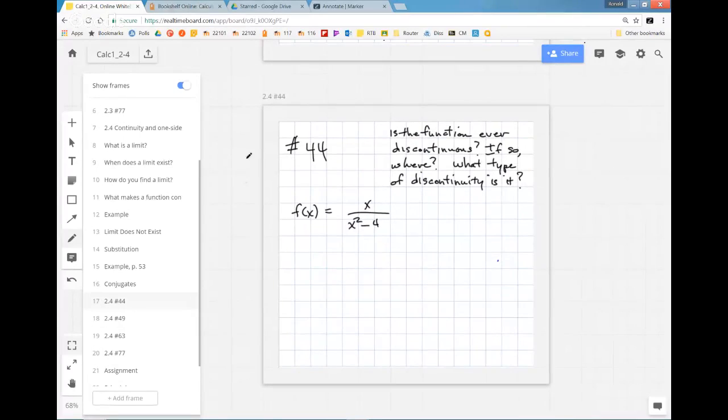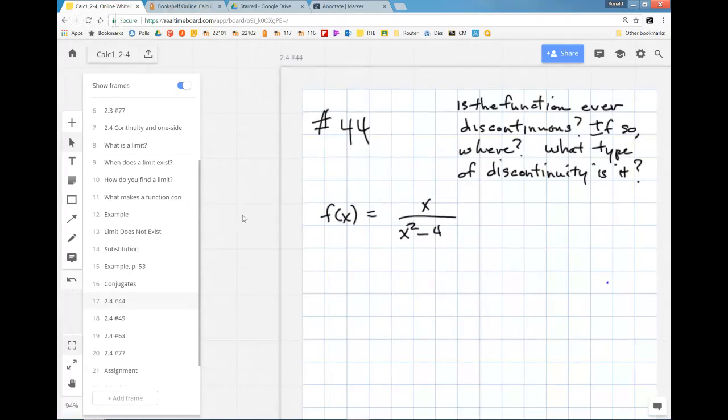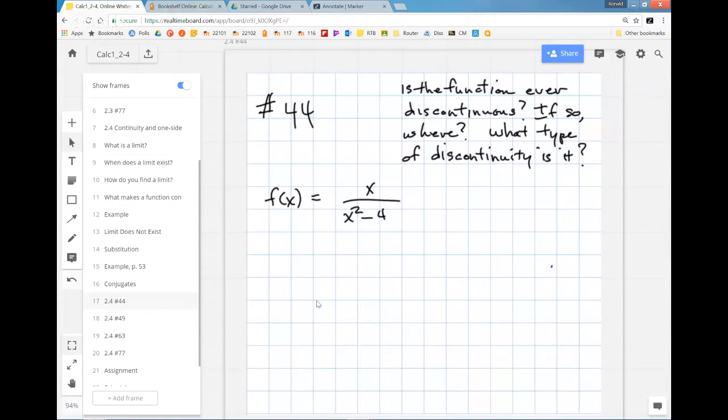Let's talk about a couple problems on the assignment. So this is one of them, number 44. Is the function ever discontinuous? And if so, where? And thirdly, what type of discontinuity is it?